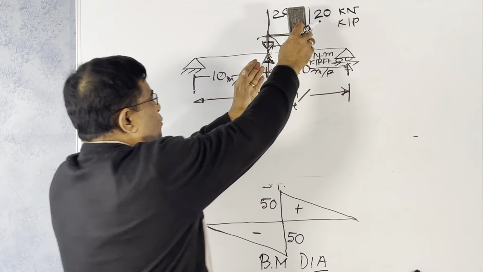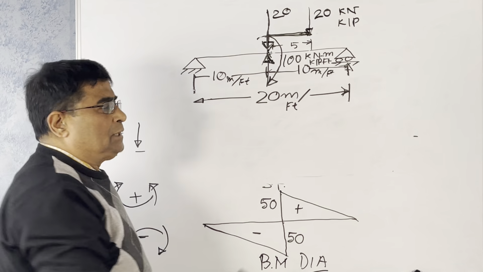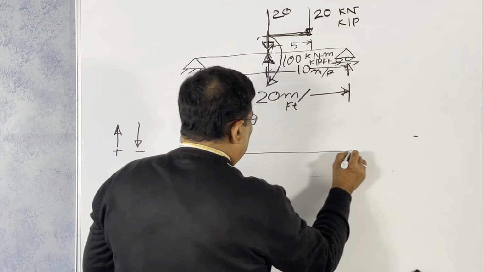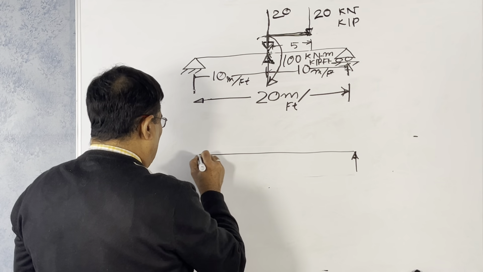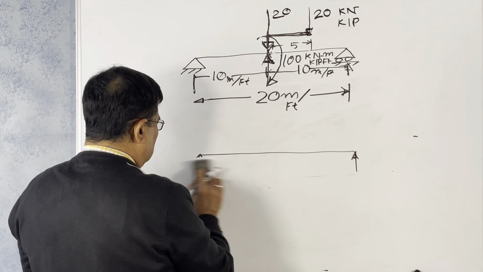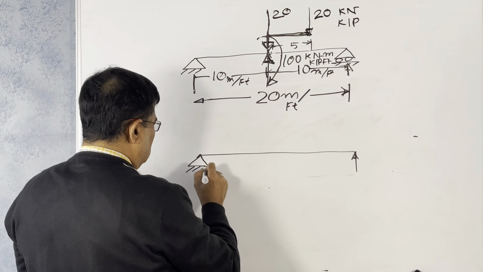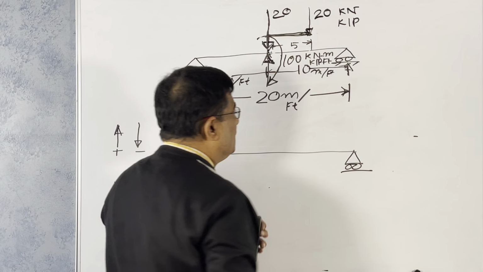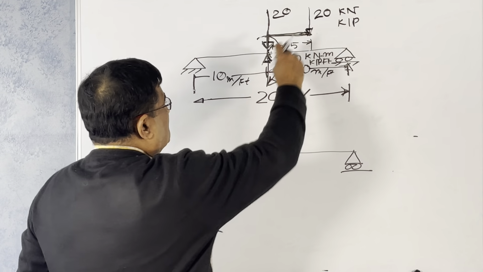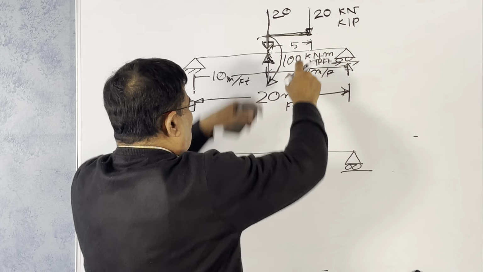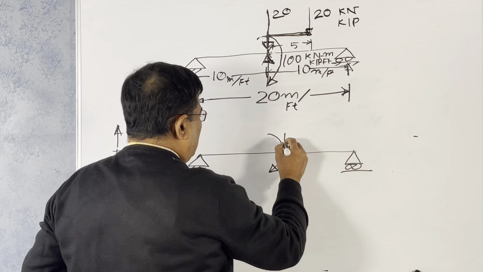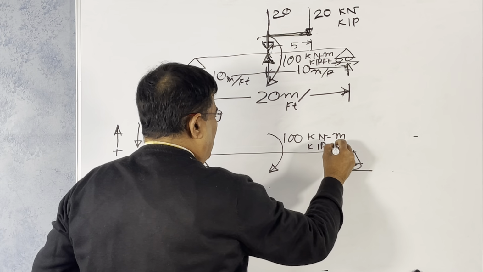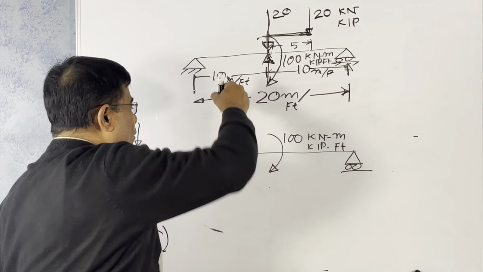100 kilonewton meter, and these two will form a couple like that, and this will remain unbalanced now. So that means you have a case like this. If you redraw the moment or the forces, this 20 and this 20 upward form a moment that is your 100 kilonewton meter or kip feet, plus the unbalanced force of 20.